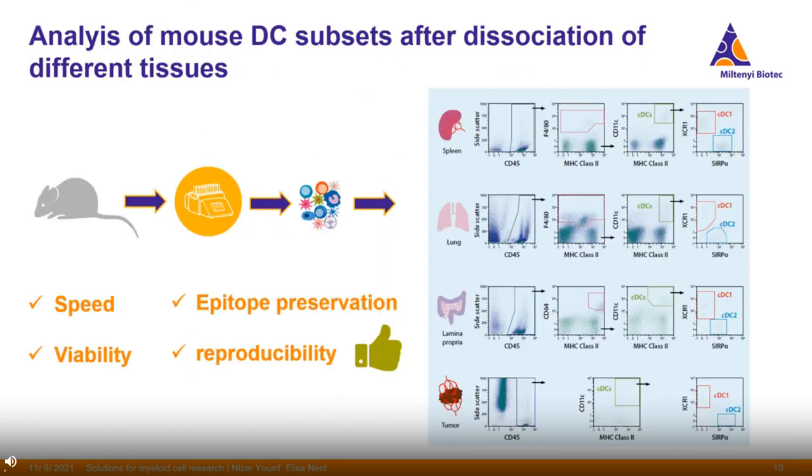Now, I would like to show you flow cytometry data generated after dissociation of different mouse tissues. Single-cell suspensions of spleen, lung, lamina propria, and tumor tissues were obtained with the GentleMax and the associated dissociation kit. As you observe here, this enabled obtaining highly viable cells, which allowed the detection of disease subsets. So cell surface epitopes were well preserved for labeling with antibodies against relevant phenotype markers.